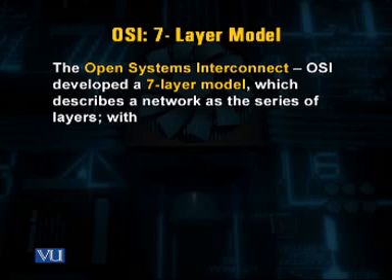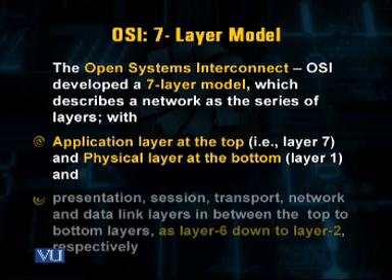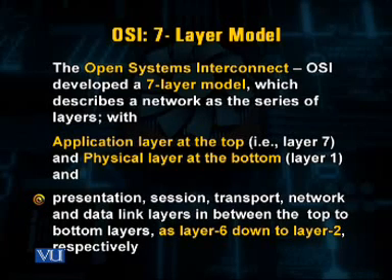This model describes a network as a series of layers, with the application layer at the topmost level, which is usually layer 7, and the physical layer at the bottom level, which is layer 1. And there are a number of other layers, such as the presentation layer, the session layer, transport layer, network layer, and data link layer. These layers lie in between the top layer, that is the application layer, and the bottom layer, that is the physical layer, in the same sequence as I have mentioned here.